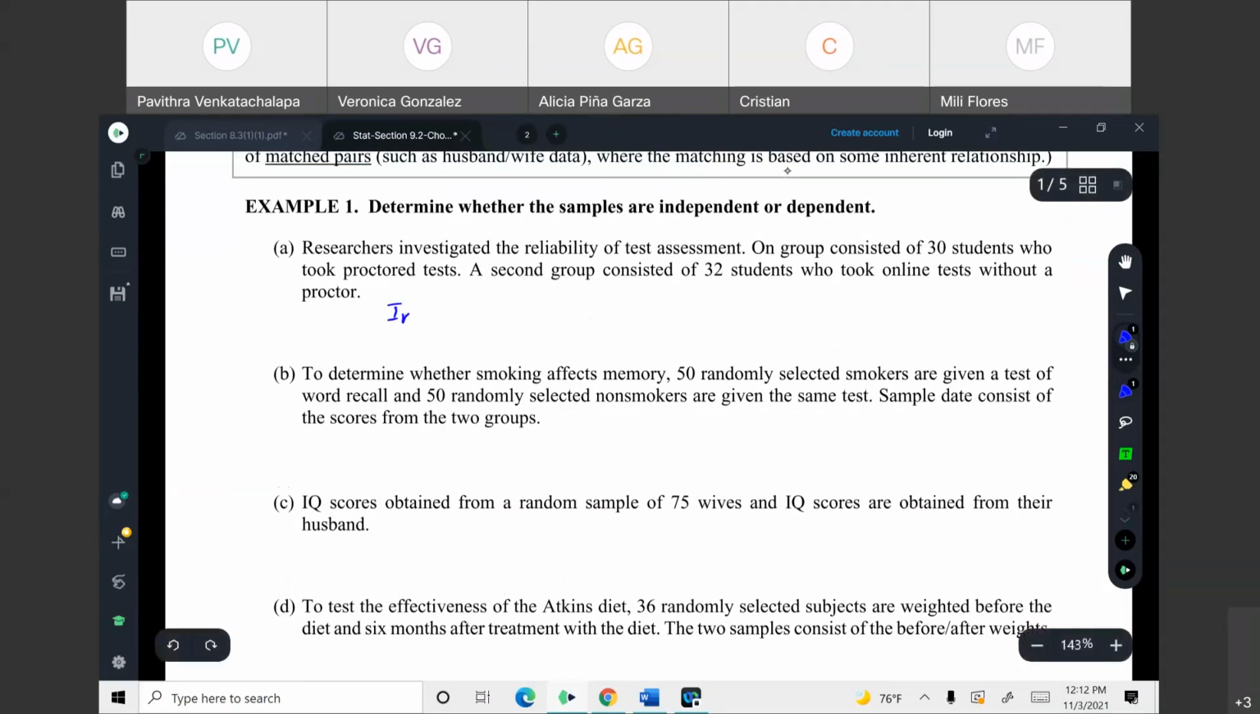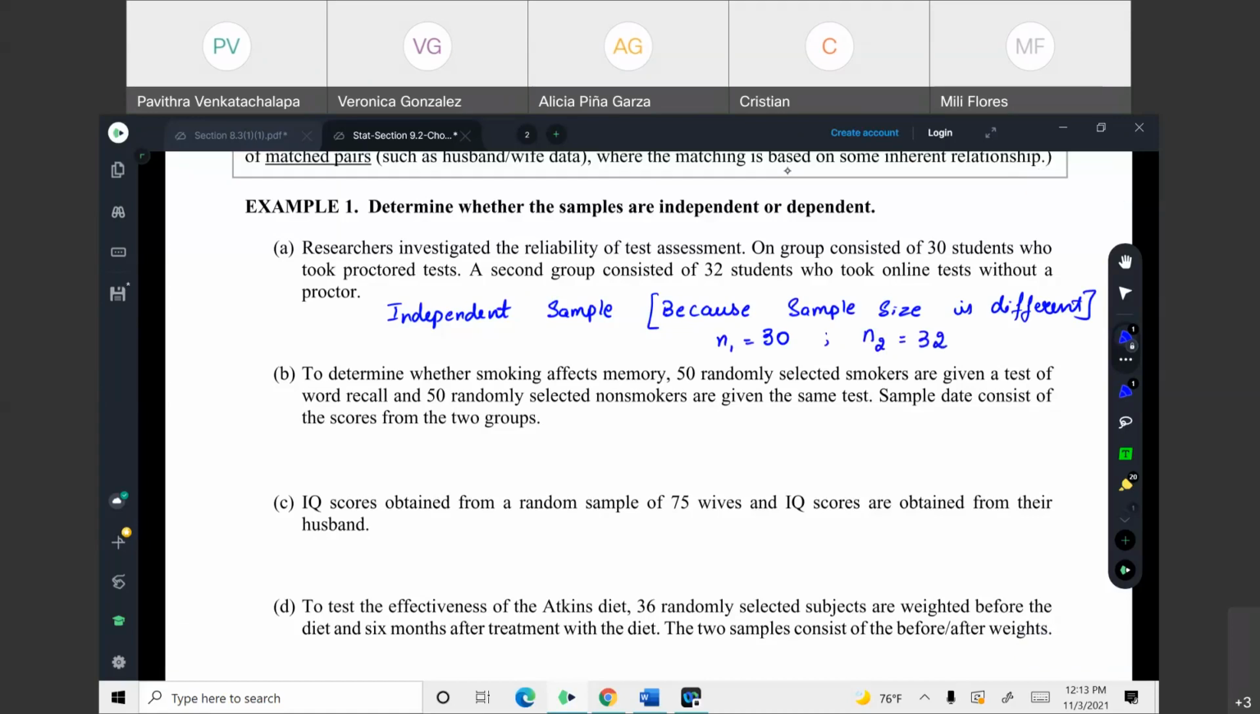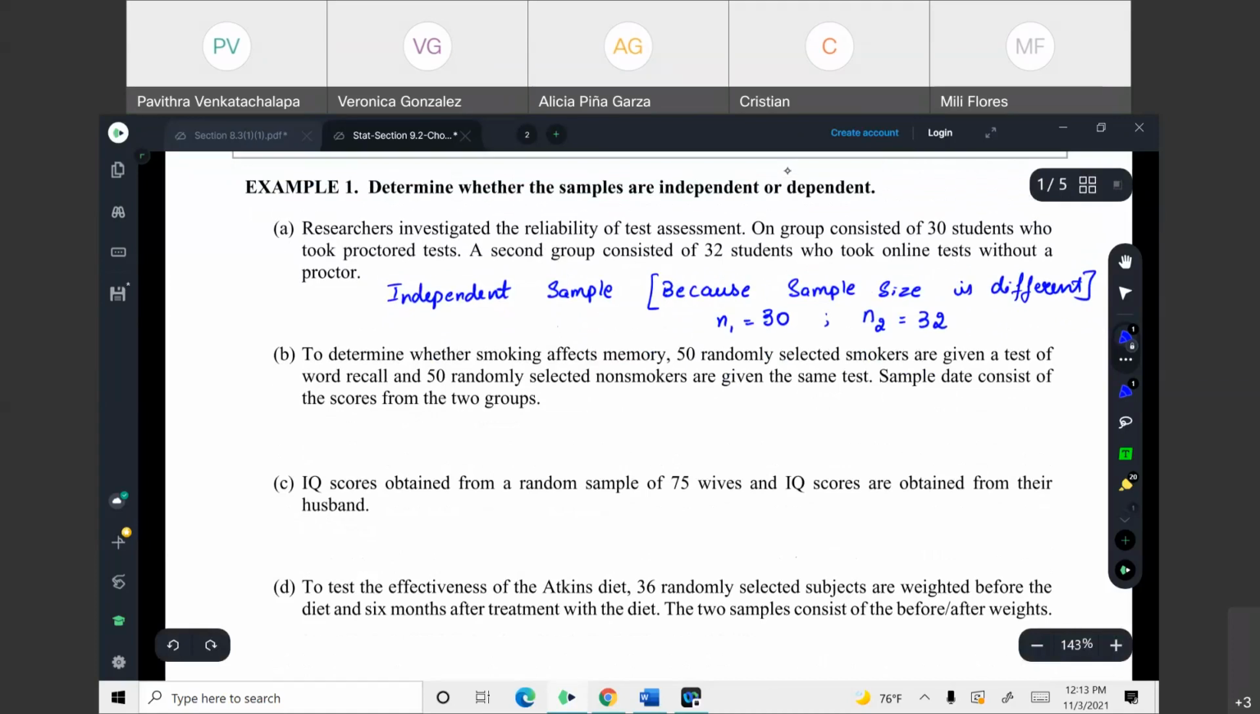Independent. Why? Because sample size is different. So for one population, you have N1. So I call that as N1 equal to 30. And for second population, you have as 32. So since they both are different, not equal, we call that as independent. What about example 2?